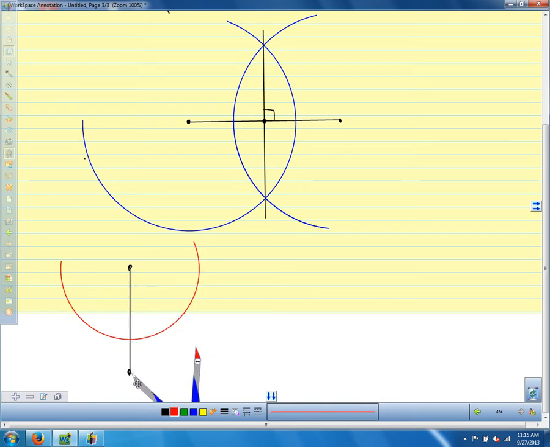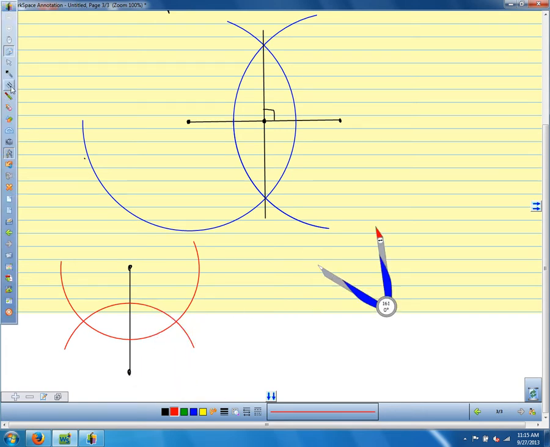Take the compass to the other side of the segment, put the point on the end of the segment, and I draw the same arc. Connect those two X's. And there's my perpendicular bisector. It'll cut that segment in half at a 90-degree angle. All right, questions on that construction?